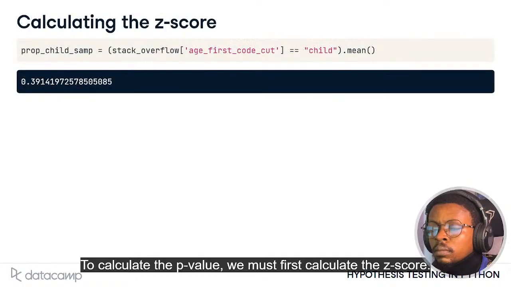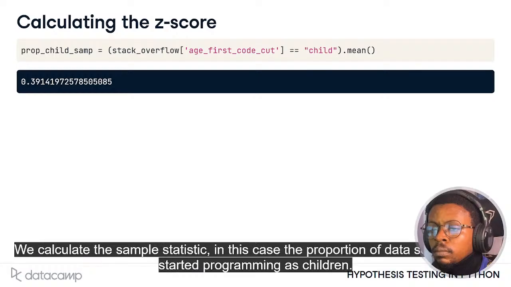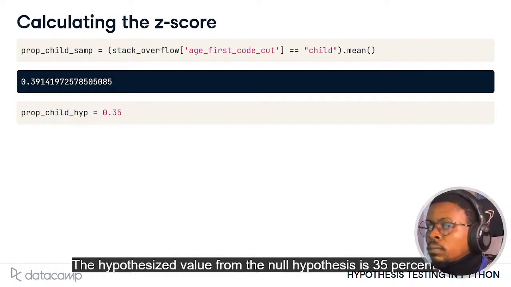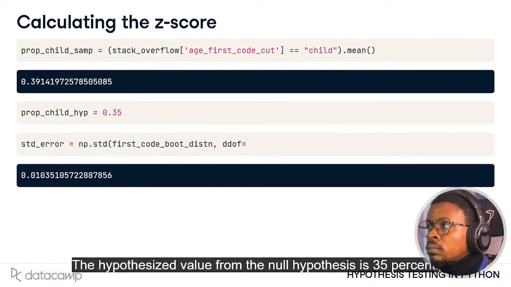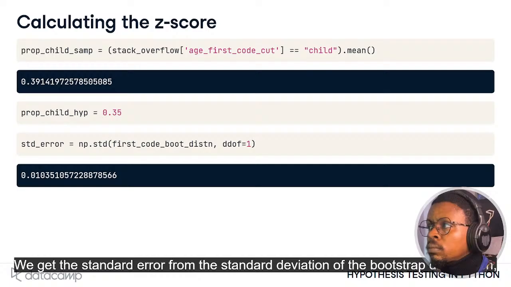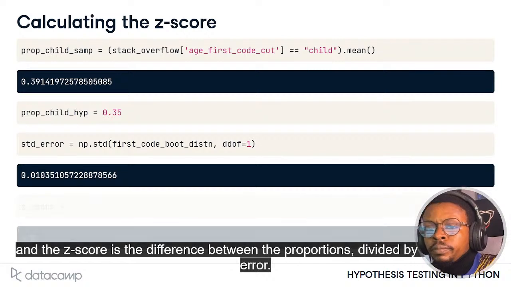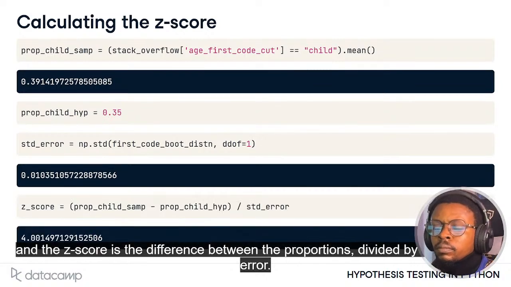To calculate the p-value, we must first calculate the z-score. We calculate the sample statistic, in this case, the proportion of data scientists who started programming as children. The hypothesized value from the null hypothesis is 35%. We get the standard error from the standard deviation of the bootstrap distribution. And the z-score is the difference between the proportions, divided by the standard error.